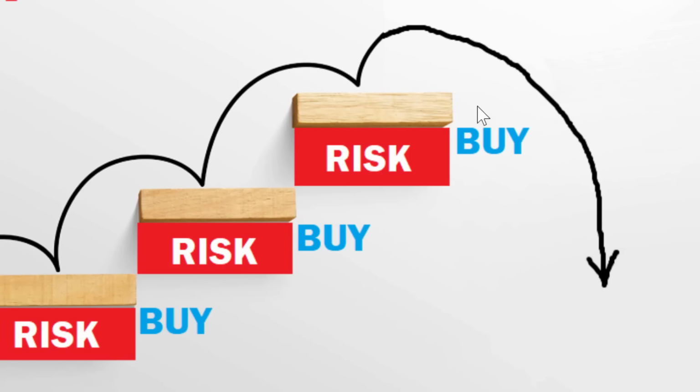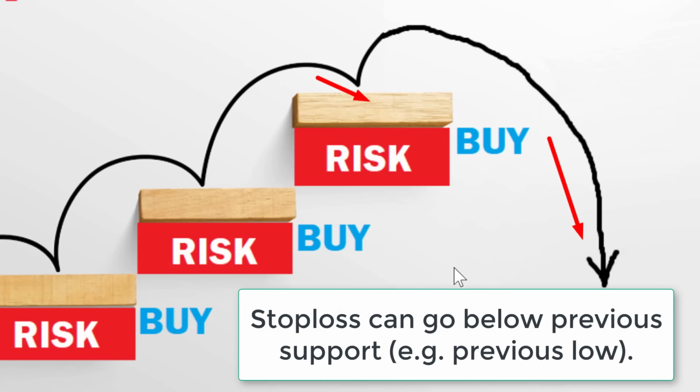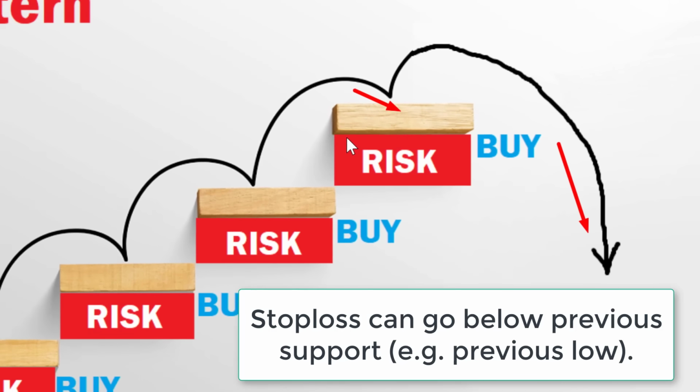That means as a trend follower, if I'm looking to buy at the next pullback to support, I'm going to put a stop loss beneath the previous low point. So if the price does something like this, I'm protected against making a significant loss.